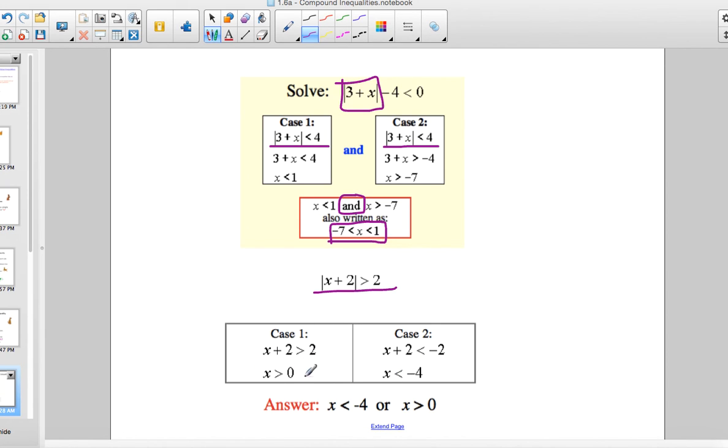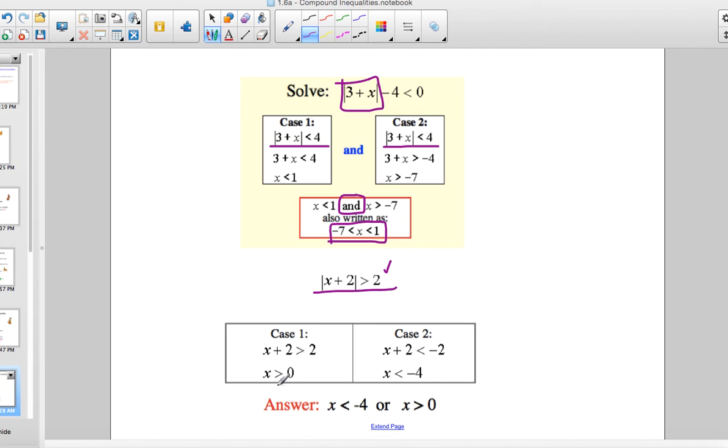It's pretty easy. Plug in a number that's bigger than 0, like 5. 5 plus 2 is 7, the absolute value of 7. Yep, that works. Now it says x is less than negative 4, so if we did like negative 10 plus 2 is negative 8, but when you take the absolute value of it, it's positive 8. And that's why you flip the sign, and that's why you make it negative, right? Otherwise, it wouldn't work.